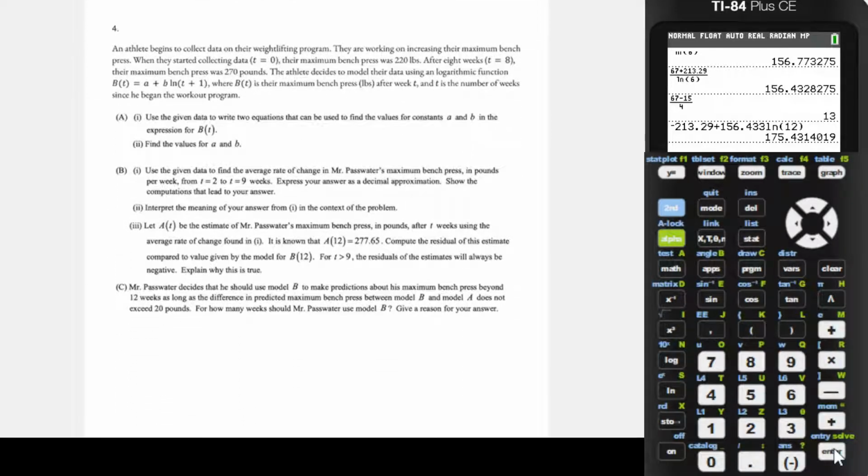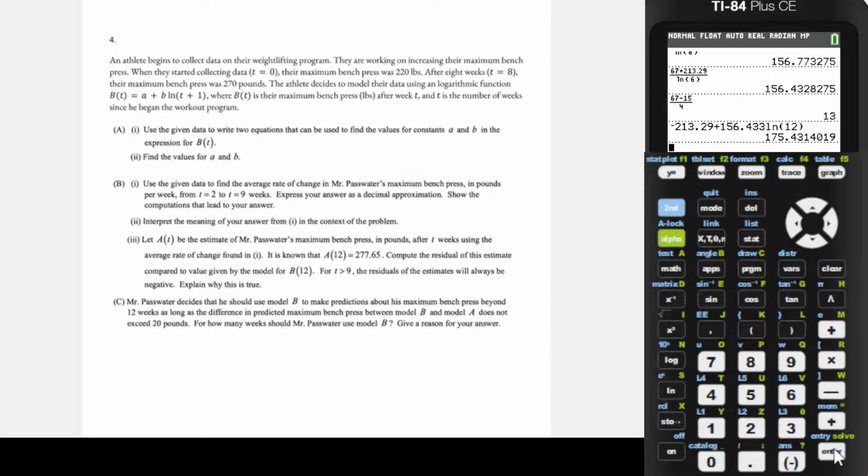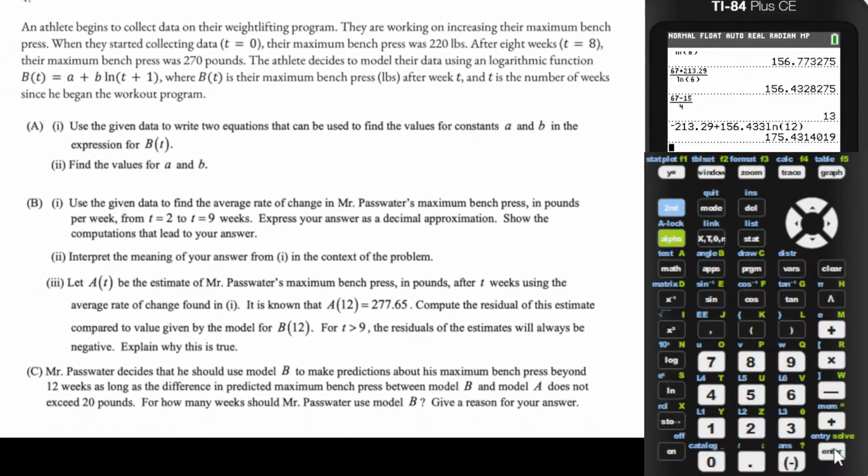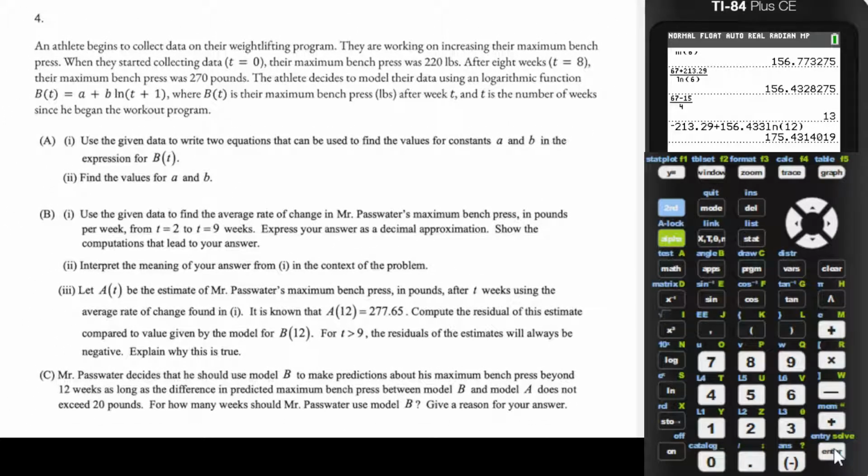All right, so I'm going to move on to number 4. I believe that's our last one, right? Okay, now I think one of our teachers switched this around, because it's talking about Mr. Passwater later, but it's just an athlete at the beginning. Either way, we've got this weightlifting program.